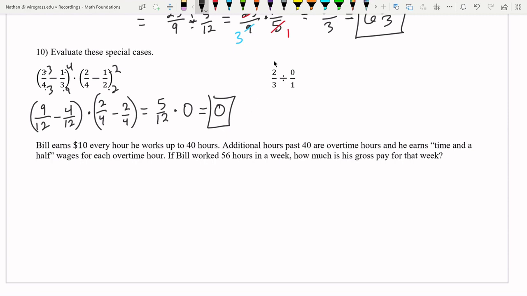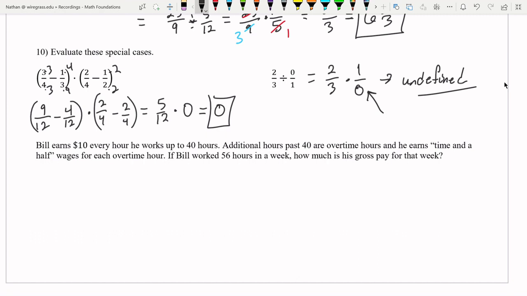Now in this one, we have division by a fraction. So I'm going to multiply by the reciprocal. And right here is a problem. We have a division by 0, which you cannot do in mathematics. So this is undefined. There is no solution to this problem.